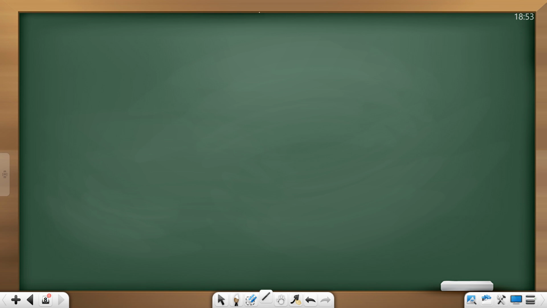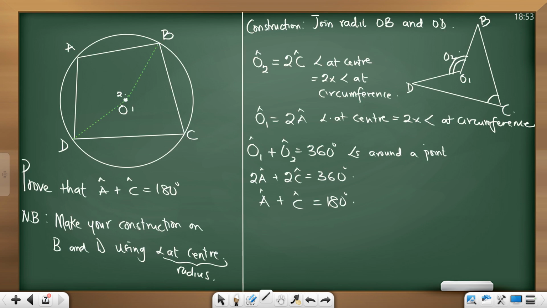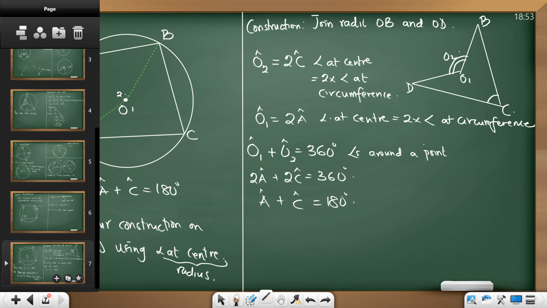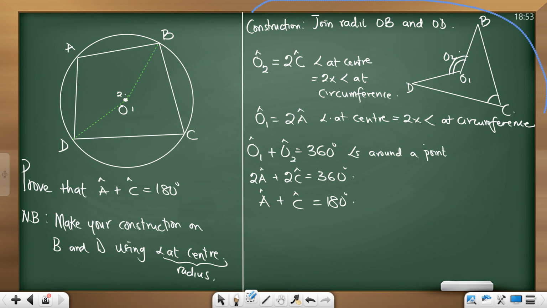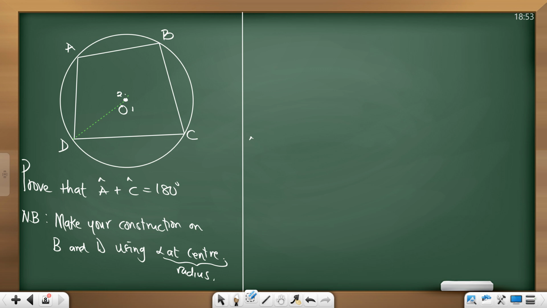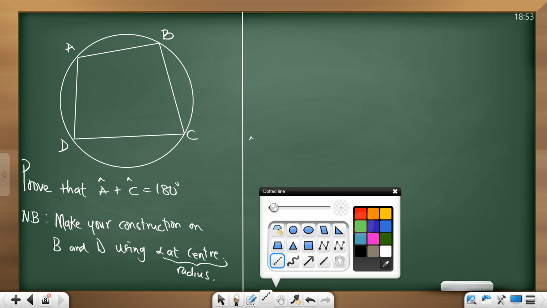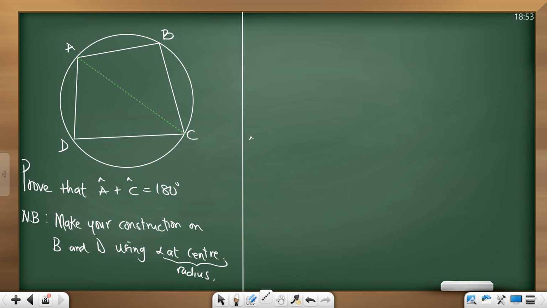Look here. Oh, wait. Why am I doing that? Let's do this. I want to prove the same thing, that A plus C is equal to what? 180. But I'm not going to use angle at the center. I don't even need a center. Look at what I'm going to do. I am going to join A and C, and B and D. Let's label A1, A2. Oh, angles in the same segment. Yeah, A1 is equal to B1. B1, B2, C1, C2.